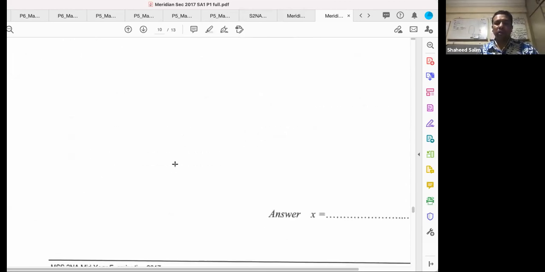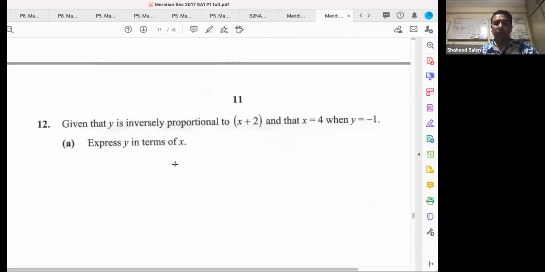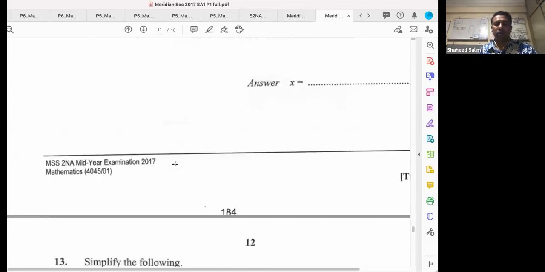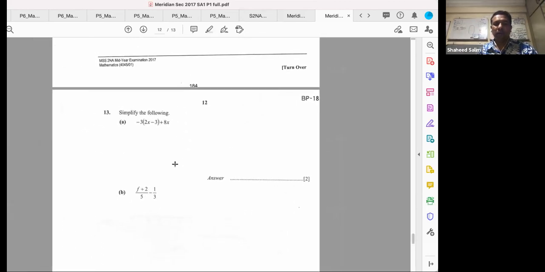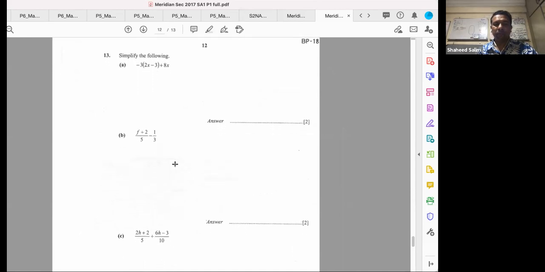So direct proportion, all this you will learn soon. Inverse proportion also you will learn soon. This one now. Can you try this? Yeah, it's asking you to simplify. You're not solving anything. To simplify.